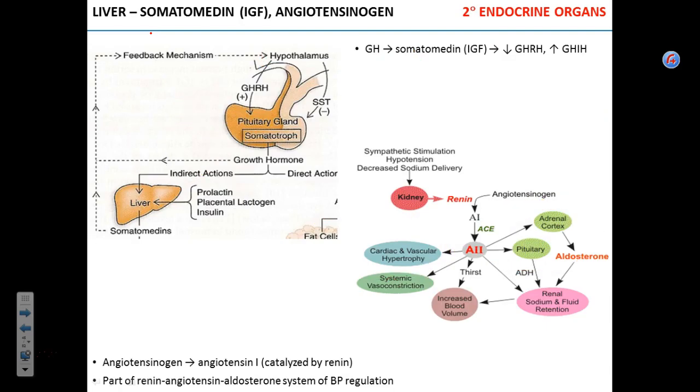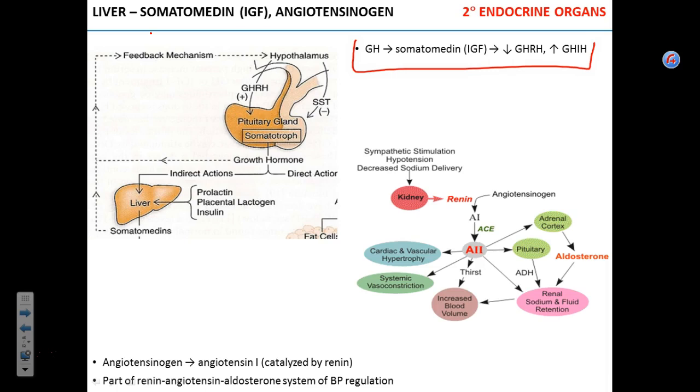Liver, insulin-like growth factors. We covered them extensively. Just remember that IGFs are produced by liver and inhibit growth hormone, both pituitary production and the upper level hypothalamus. So they inhibit growth hormone releasing hormone and stimulate growth hormone inhibitory hormone.